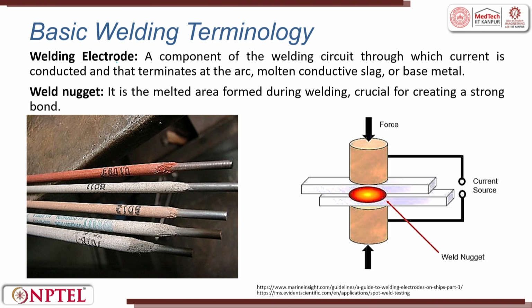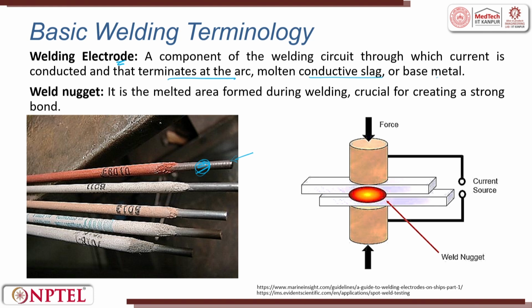So, for doing it, we will always have an electrode. The electrode is a component of the welding circuit through which the current is conducted and that terminates at the arc, the molten conductive slag or the base metal. Right. This is an electrode, the circuit is attached here, and on top of a workpiece you try to create an arc. The electrode will melt and then fall.